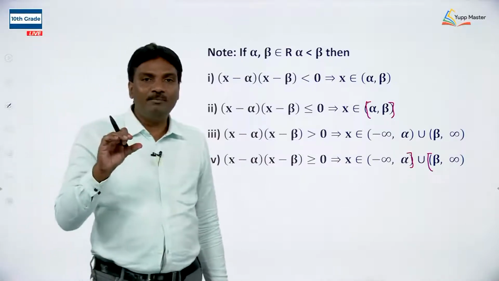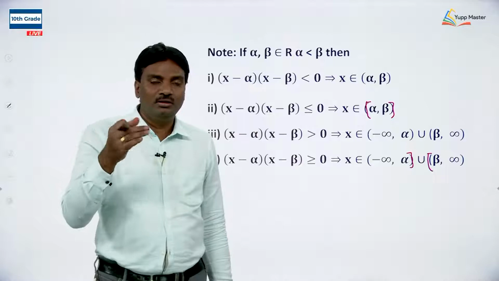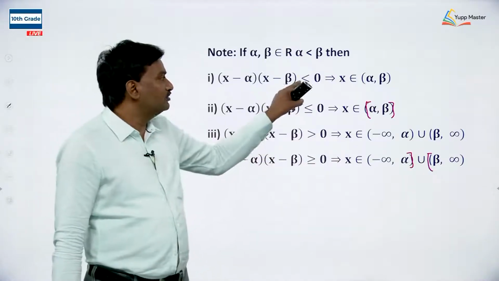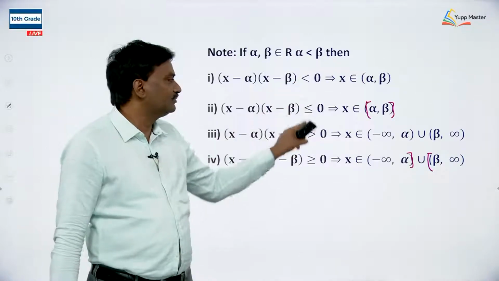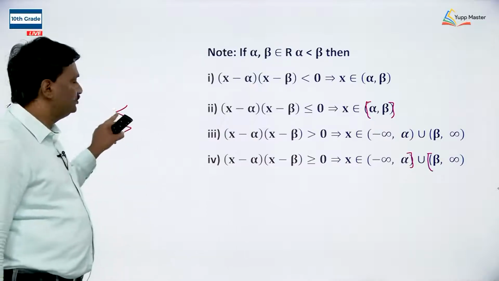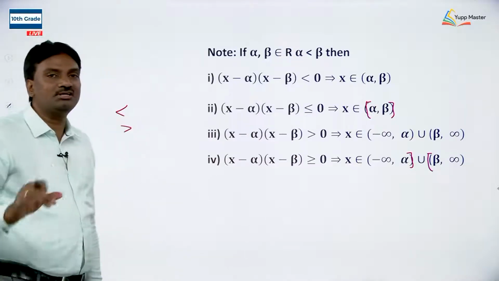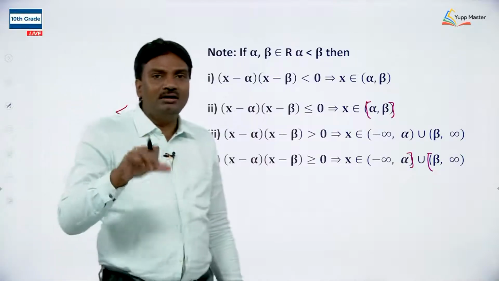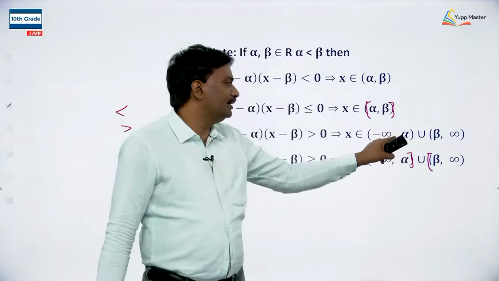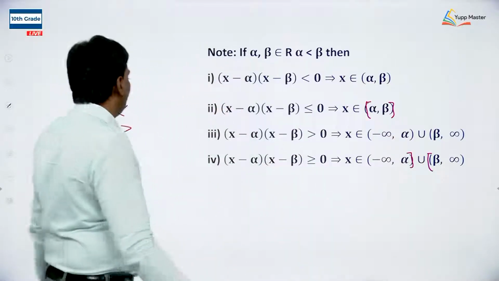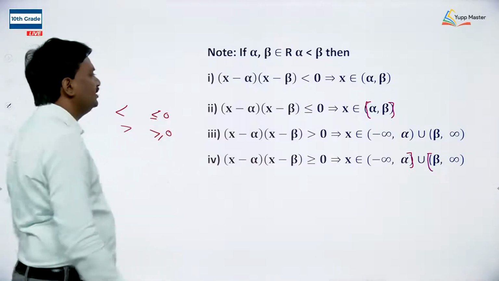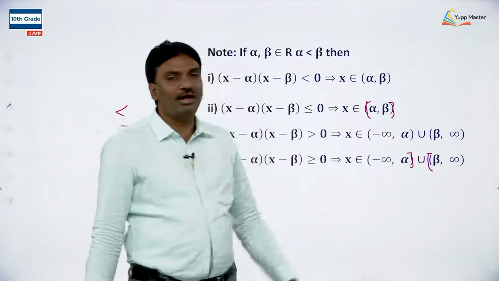So how can we remember which bracket is taken while doing the problem? It is simple. If we have strictly less than 0 or strictly greater than 0, with the signs like this, we must take the open bracket. If we have less than or equal to 0 or greater than or equal to 0, in this case we can take square bracket.